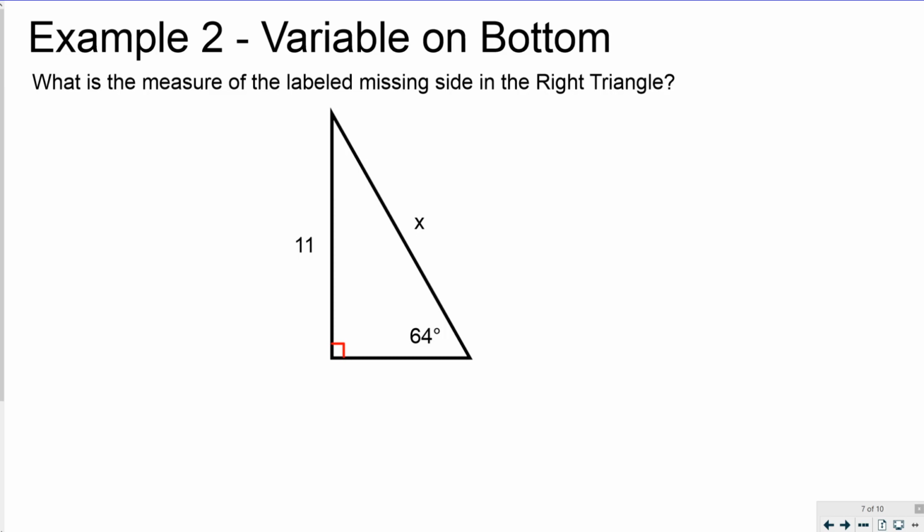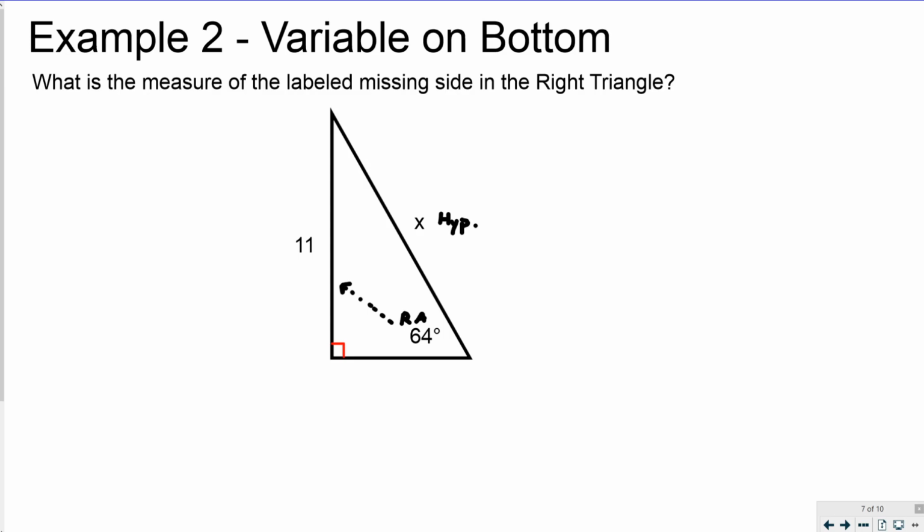Let's take a look at an example where the variable is on the bottom of my trig ratio. So what I'm going to do is identify which trig ratio I'm going to use again. From here, this is my reference angle. It's the measurement that I am given. 11 is opposite that. I have to go all the way across the triangle. And x is the hypotenuse because it's across from the 90-degree angle.